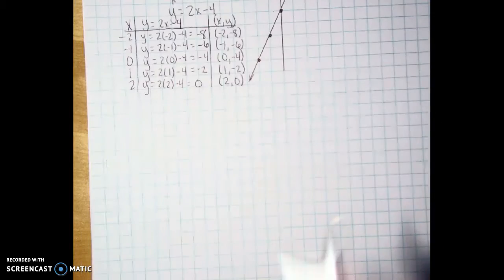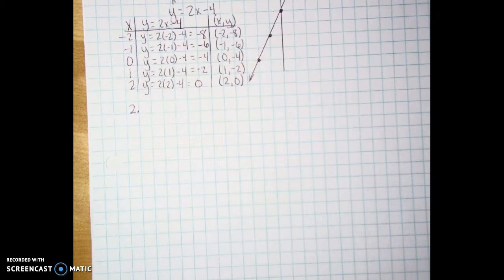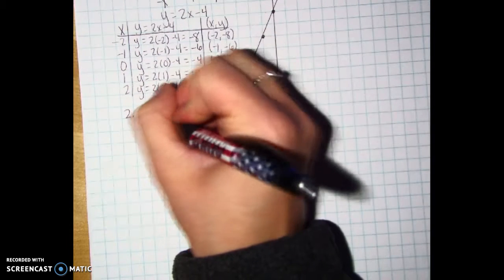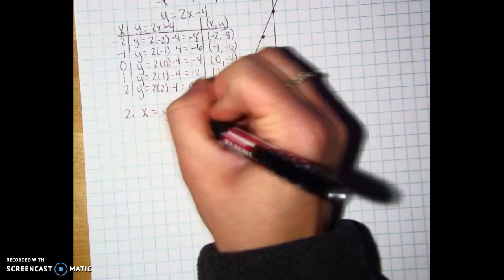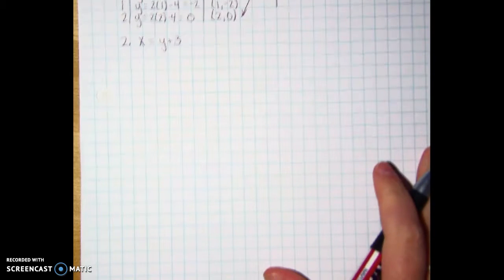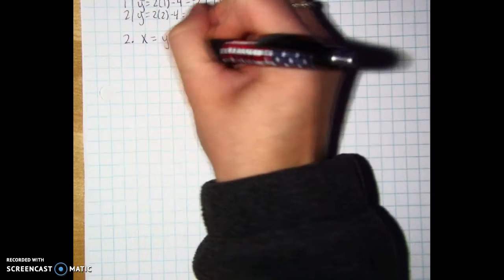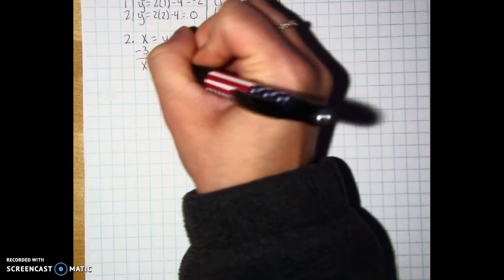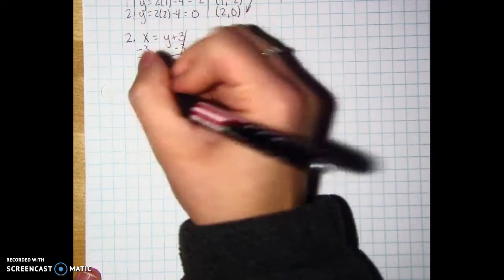Let's do one more. Let's do x equals y plus 3. So for this one, I need to get the y by itself, so I'm going to subtract the 3. That gets me x minus 3 equals y. Y is by itself, so I can go ahead and make my table.